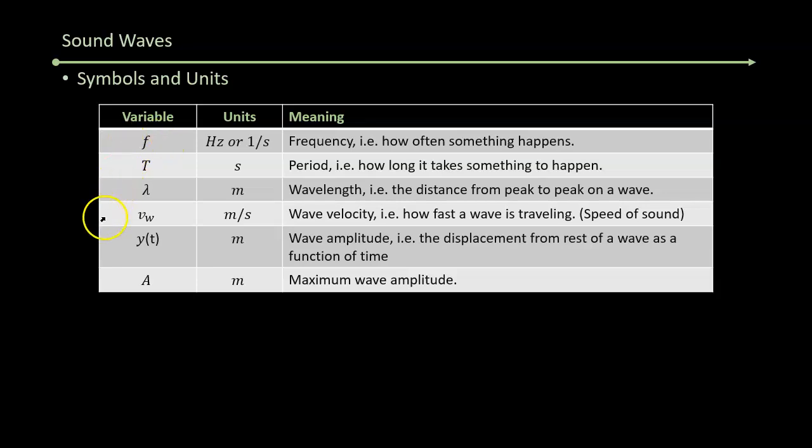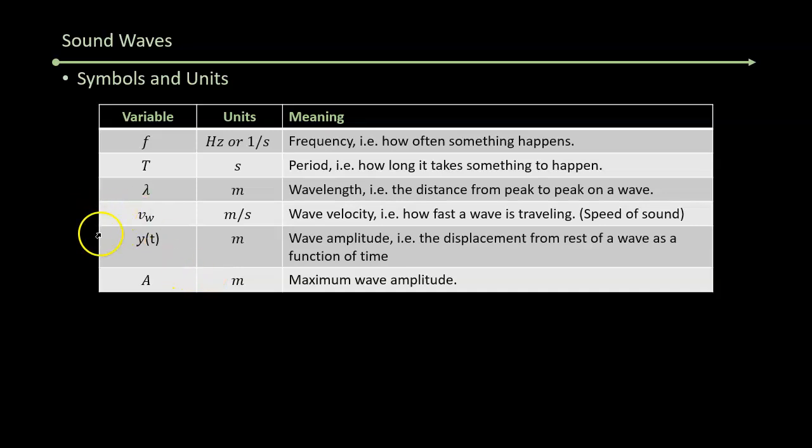Well, f is what we're using for frequency. The units for that are hertz or 1 per second. A hertz is just 1 per second. Frequency is how often something happens. Period, T, is going to have units of seconds, and the period is how long it takes for something to happen. And lambda, the Greek letter lambda, that's meters, and it's for wavelength, which is the distance from peak to peak. So if you're looking at ocean waves, the distance from peak to peak is lambda.